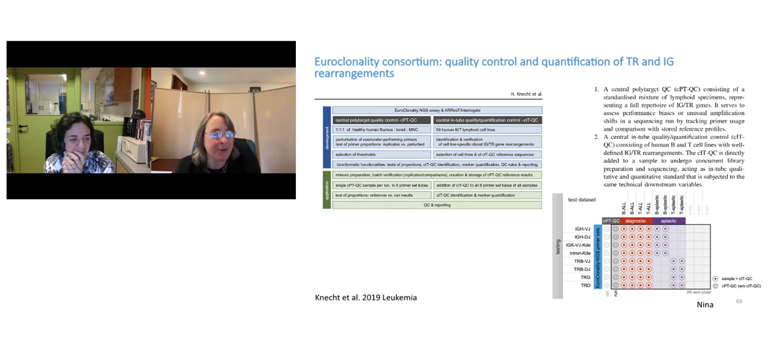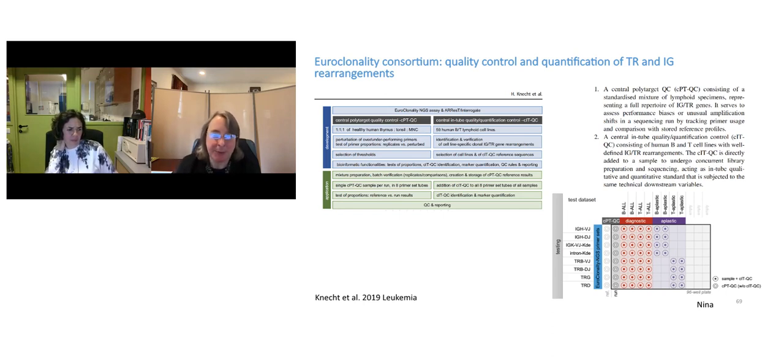So another group of individuals that works very hard on immune repertoire standardization is a group in Europe called Euroclonality. They are more focused on the clinical use of immune repertoire profiling, particularly of immunoglobulin gene rearrangements, but also to some degree T cell receptor, even though malignancies of T cell receptor or T cells are much less common.